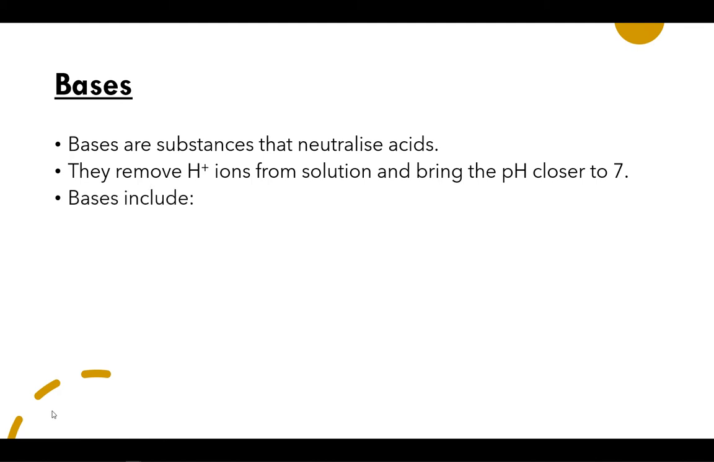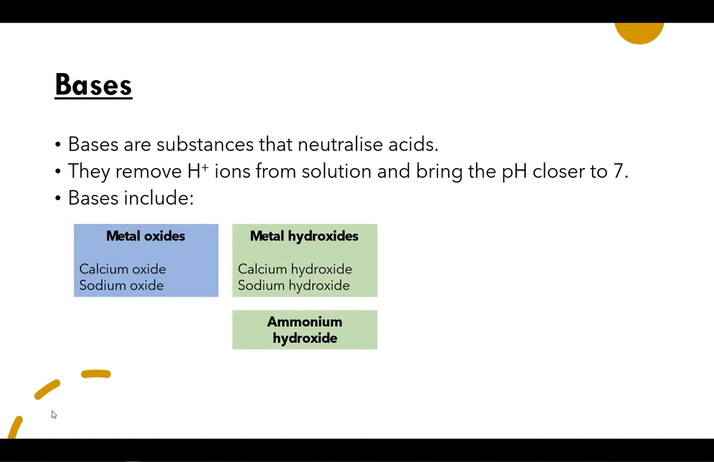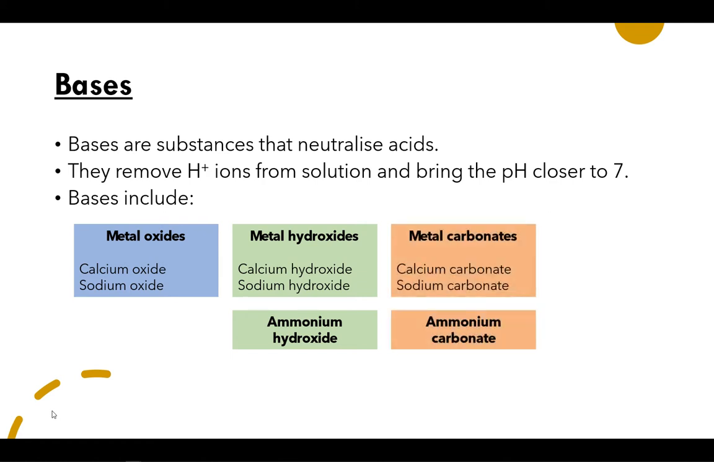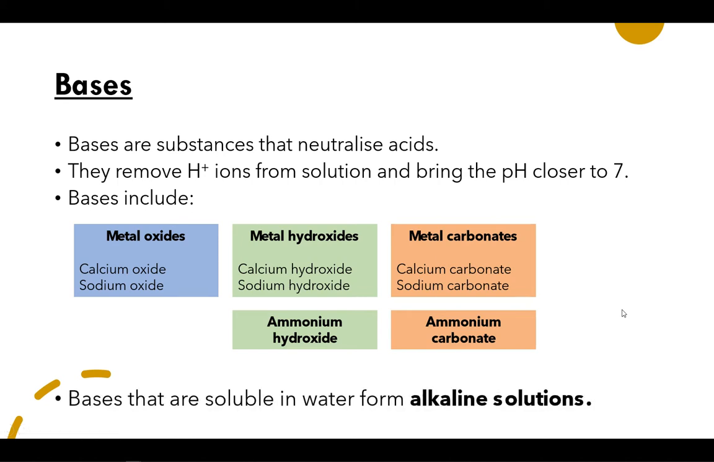Bases include compounds of either metal oxides, such as calcium oxide or sodium oxide, metal hydroxides, such as calcium hydroxide and sodium hydroxide, or metal carbonates, such as calcium carbonate and sodium carbonate. Although we call these metal oxides, metal hydroxides, and metal carbonates, they're all called bases. And as well as having metal hydroxides, we can also have compounds of ammonium, as in ammonium hydroxide or ammonium carbonate. So these would also be classed as being bases. We've already seen that some bases dissolve in water to form alkaline solutions.